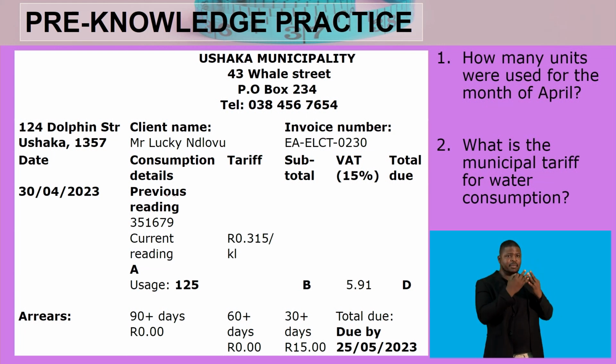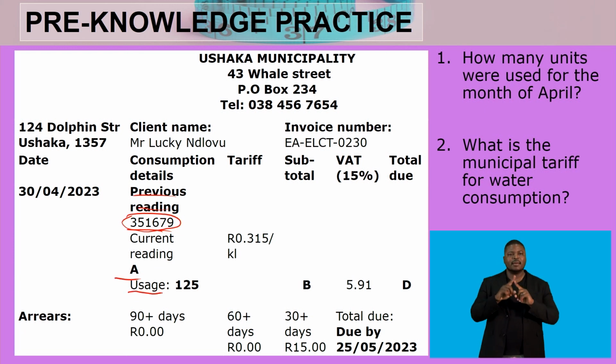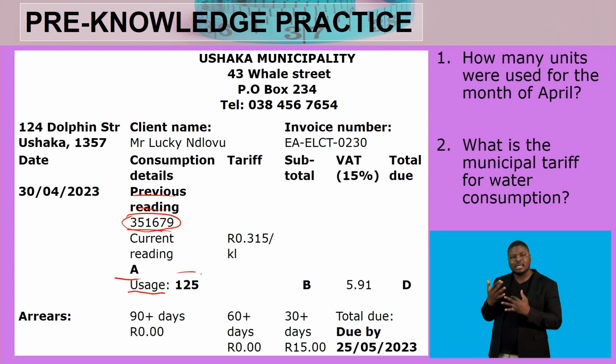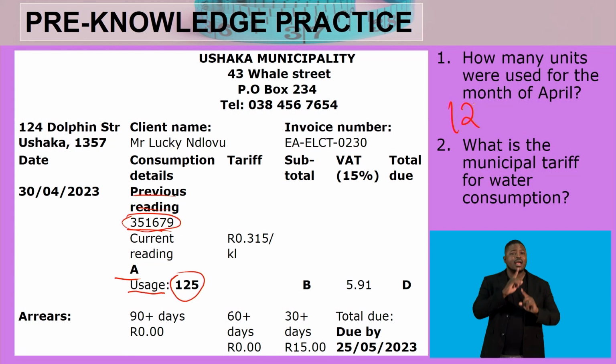They gave us the previous reading, which is 351,679. This is not the amount of units that Mr. Ndlovu has used. This is just the reading on the meter box. Then we've got current reading, it's A, it's a missing value. Then we are given the usage. What is this usage? It is the amount of kiloliters that Mr. Ndlovu has used for the month of April. So your answer here will be 125 kiloliters, because the unit for water is kiloliters.